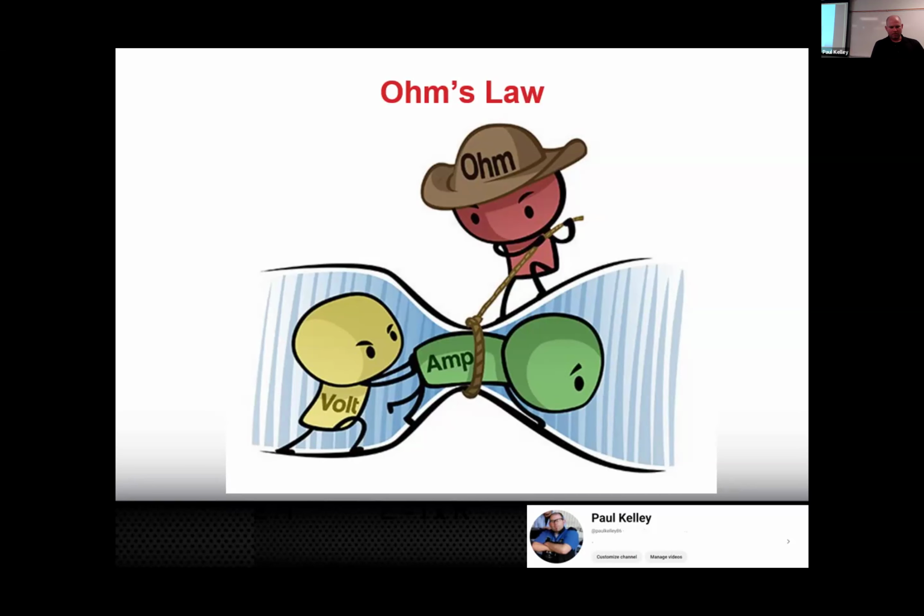All right. So here's another thought. What if the volt started pushing twice as hard on the amp, but the ohm stayed the same?